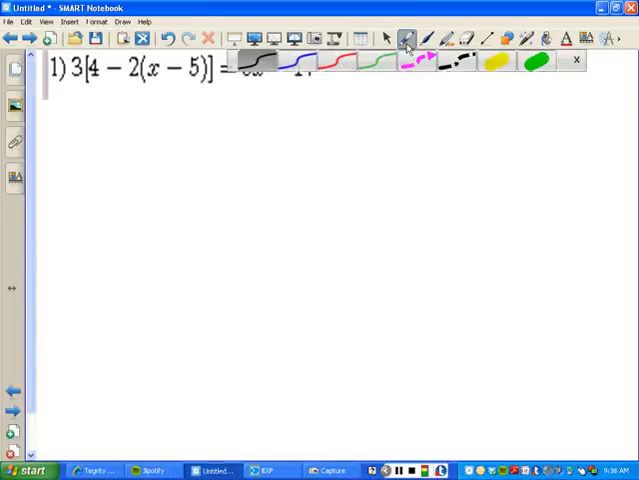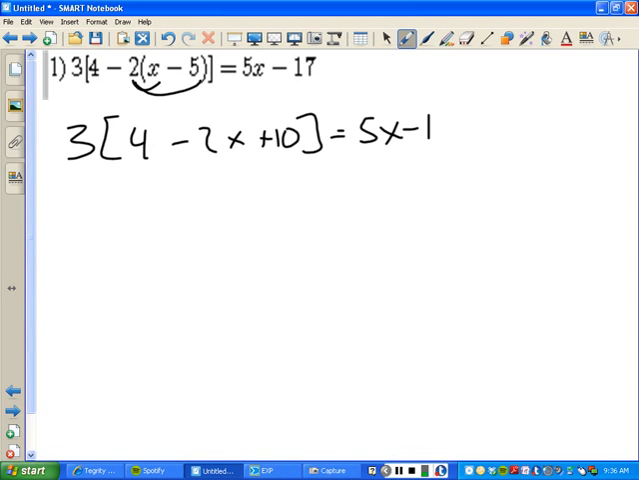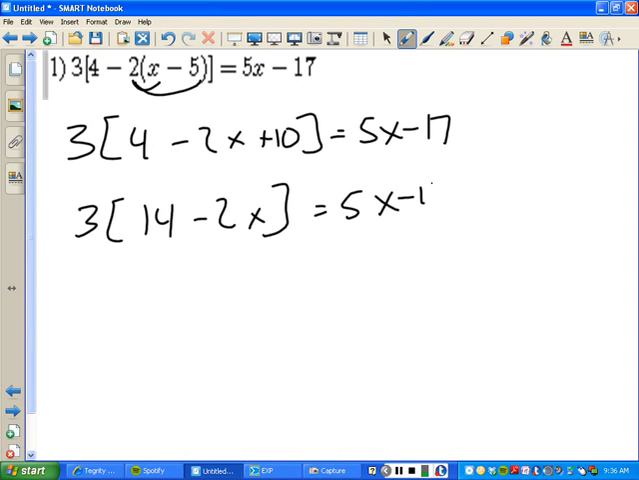All right, so let's go ahead and solve the first one. The first one we're going to do: 3 times 4, and then the minus 2 is going to distribute, so it's going to become minus 2x plus 10 equals 5x minus 17. 3(14 minus 2x) equals 5x minus 17.